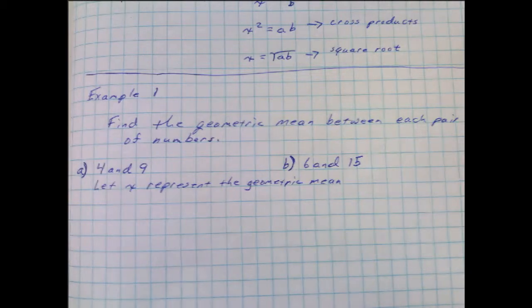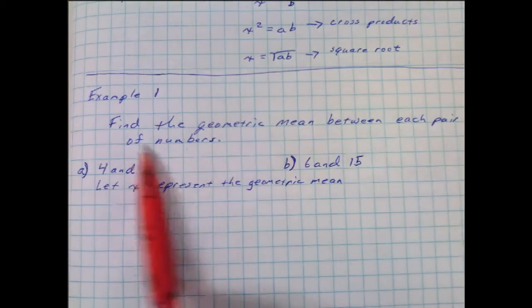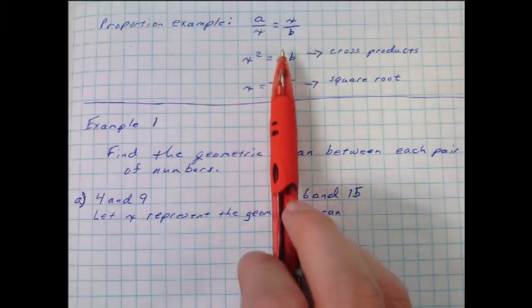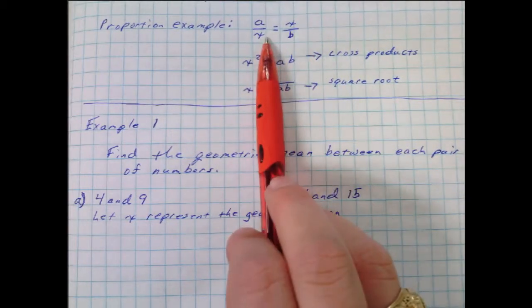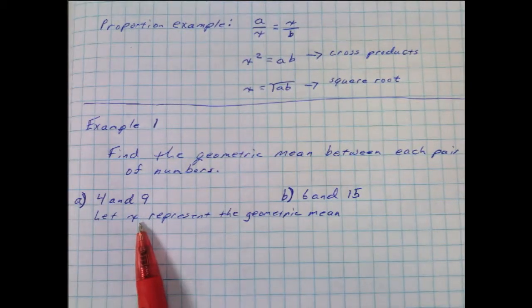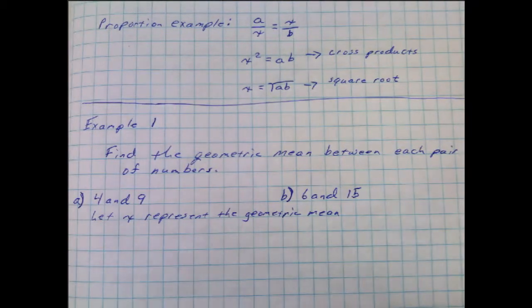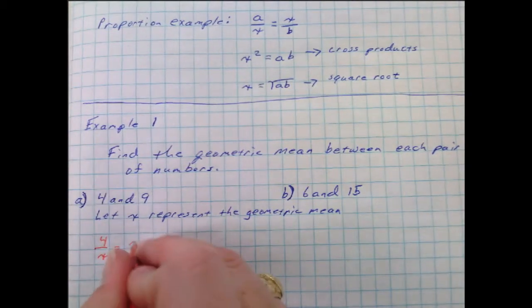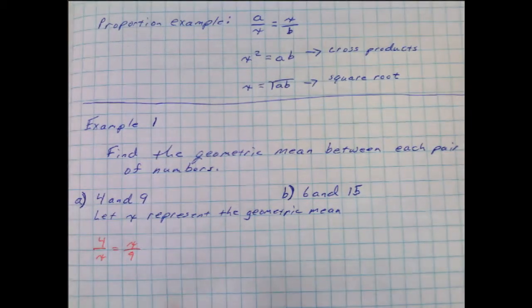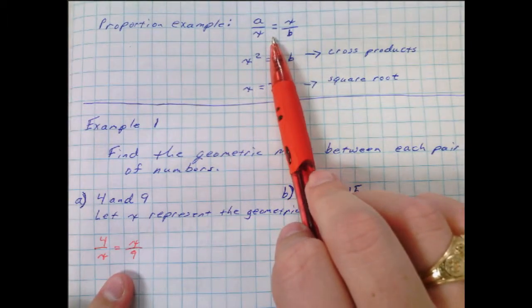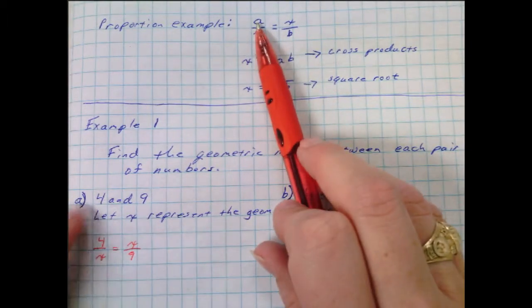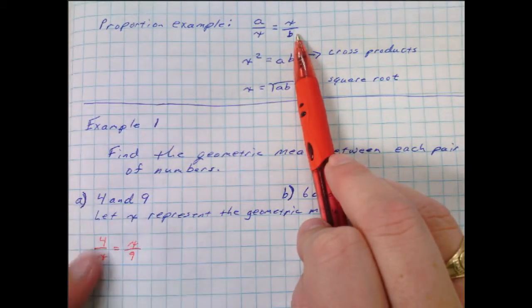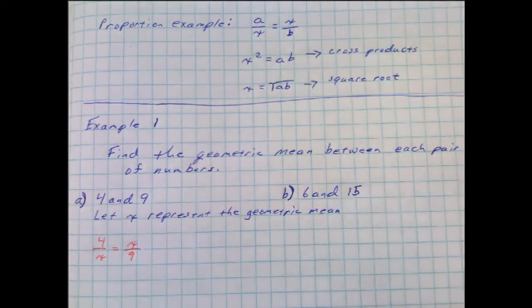Alright, so for the first one, we're going to be finding the geometric mean between each pair of numbers, and we're going to let x represent our geometric mean. So just like we had up here, we have x representing the geometric mean, we're going to do the same thing here. So then to set this up in our proportion, we have 4 over x equals x over 9. So I set it up exactly like what I have here, and I just plugged in the numbers. So A, I made 4, and B is 9. Okay, so 4 over x equals x over 9.